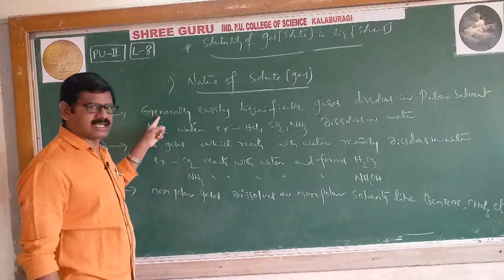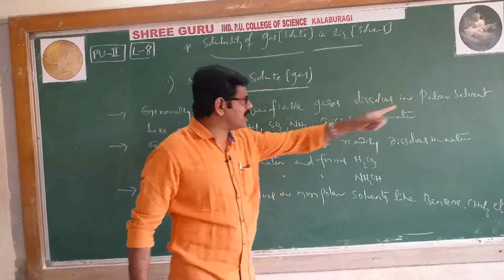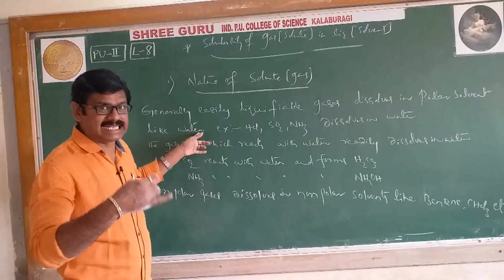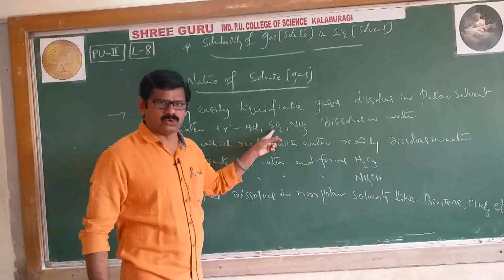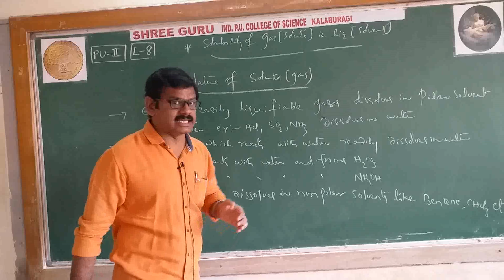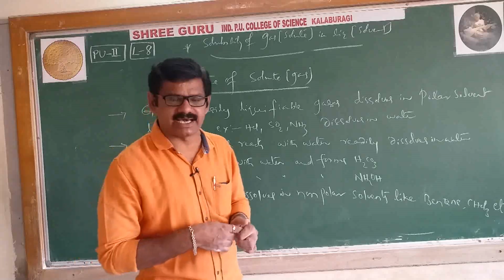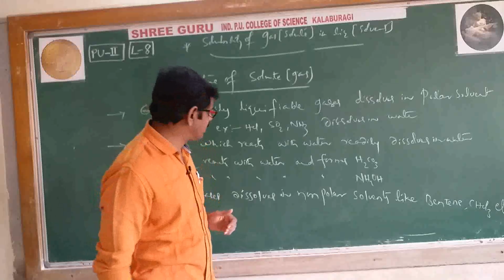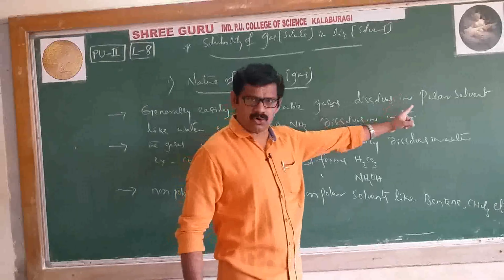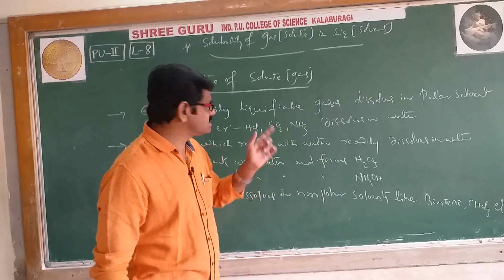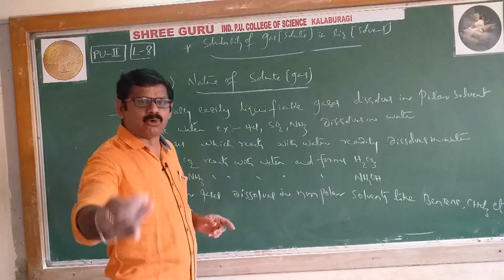Number 1, first point: generally easily liquefiable gases dissolve in polar solvents like water. What are easily liquefiable gases? Like HCl, SO2, NH3. Sir, how are you telling they are easily liquefiable? It is based on their critical temperature that we learned in our first year states of matter lesson. Remember, easily liquefiable gases like HCl, SO2, NH3 dissolve more in water.